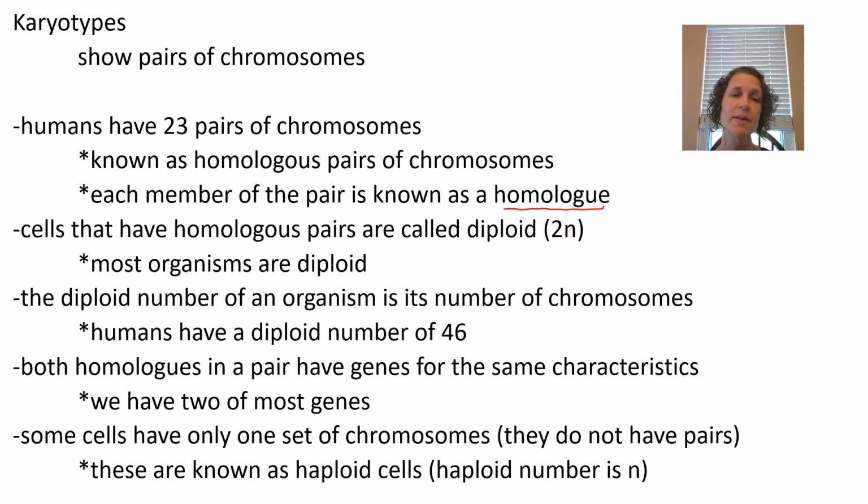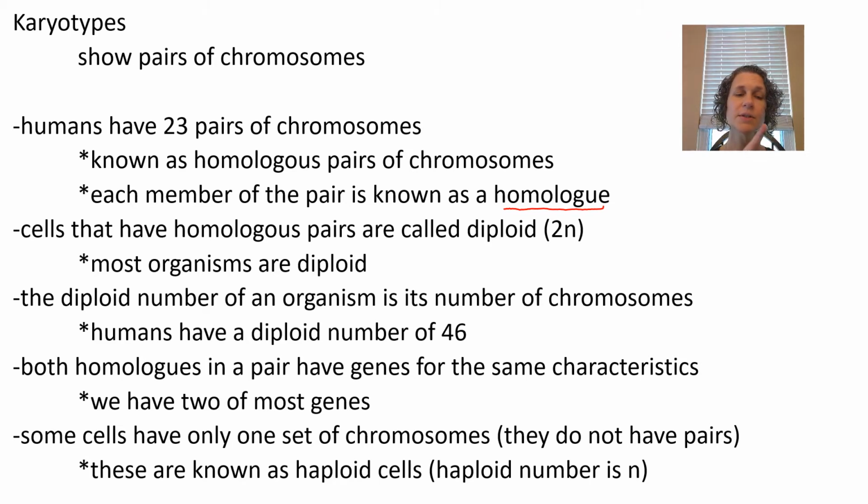And cells that do have these homologous pairs are called diploid. And so you are considered a diploid organism because you have pairs, homologous pairs. And most organisms are diploid. We'll talk about a few that aren't, but for the most part, you have two sets of chromosomes, one from each parent. So our diploid number is 46, like I've said.